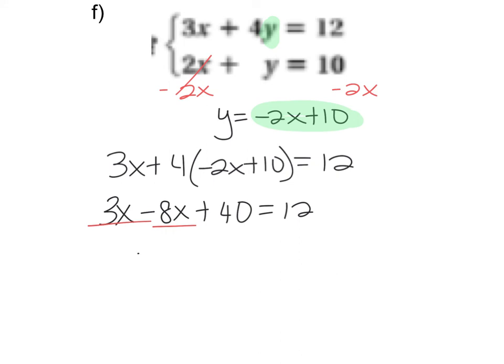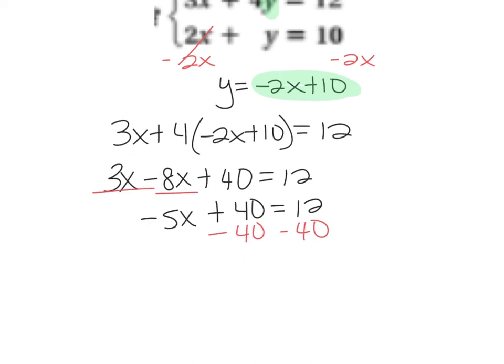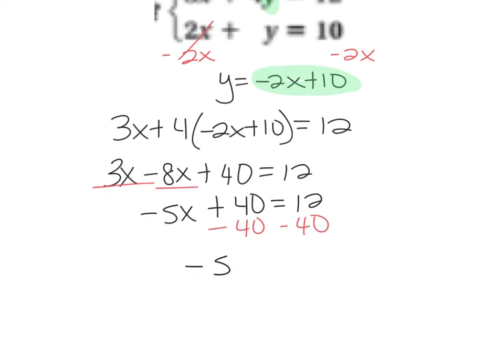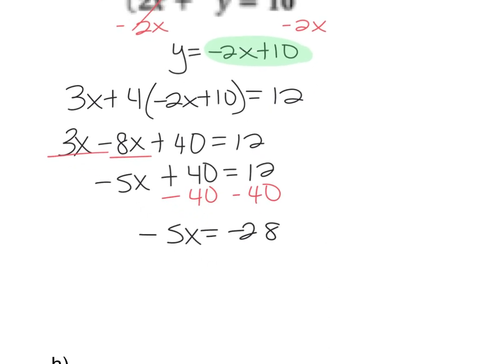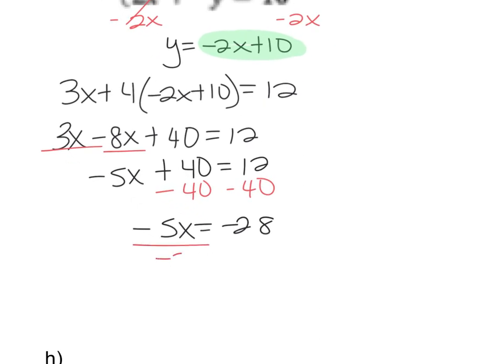Combine like terms, -5x plus 40 equals 12, minus 40 minus 40, so -5x equals, what would that be, -28. Okay, so divide both sides by -5. So that becomes x equals, this is going to be positive 5.6.